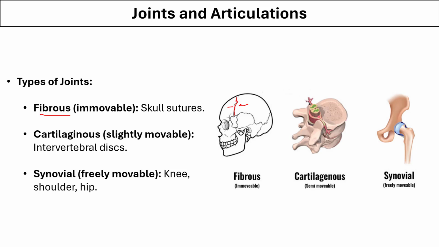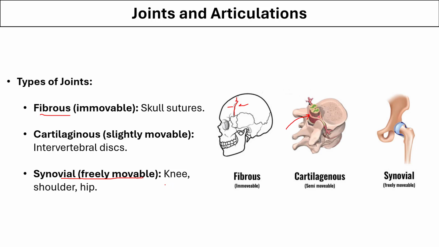They don't really move. Cartilaginous joints are slightly more movable. They are present in your vertebral column as intervertebral discs, and they help you move your vertebral column. That's why you are able to bend forward or backward. Synovial joints are the most freely movable joints. They allow movements in several different directions, and it's required for performing so many life functions.